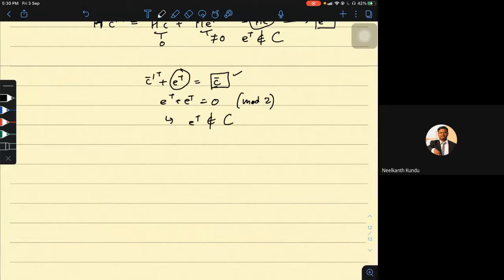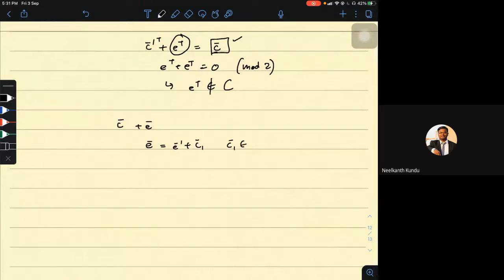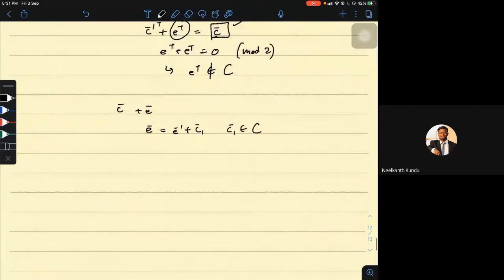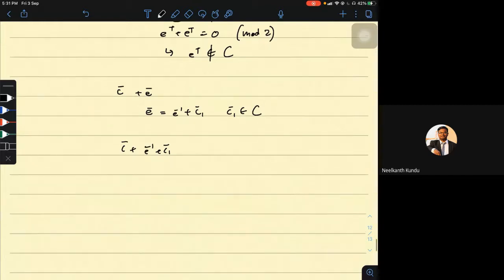Because with an error, if this is the codeword, I add an error E. So if this error itself is of the form, say, E prime plus some codeword C1, where C1 belongs to my codeword space, effectively, when I correct it, C plus E prime plus C1 will basically be corrected to C plus C1. So this holds only when the error vector is of lower weight.